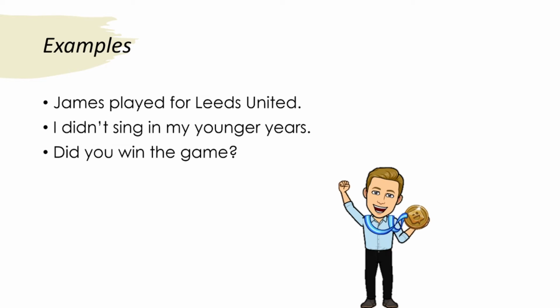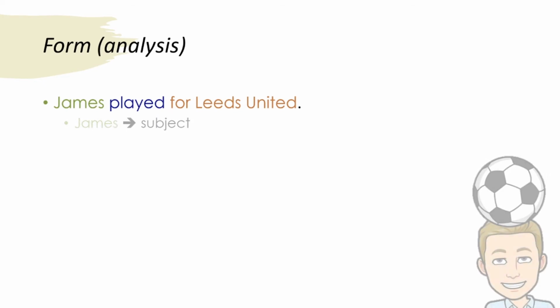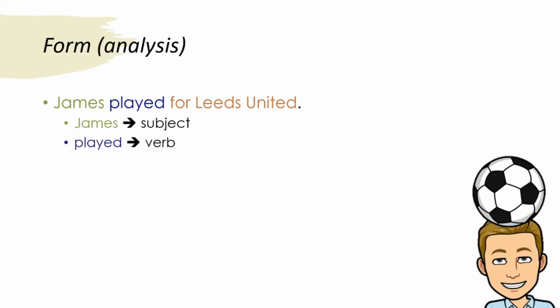To understand how we form the past simple, we have to examine these sentences a bit further. So let's take a look at the first one. James played for Leeds United. If we analyze this one, we notice the following. James is the subject, played the verb, and for Leeds United is the rest of the sentence. For now, it is important that we focus on the verb. In this case, the verb is played.